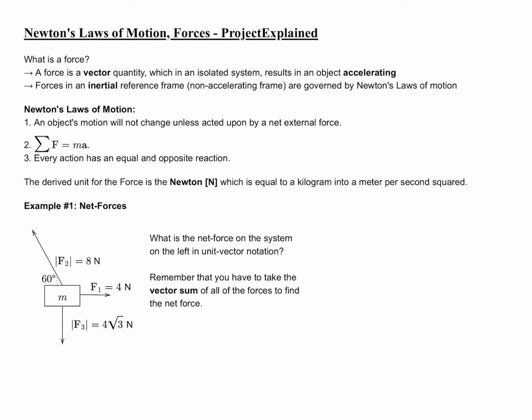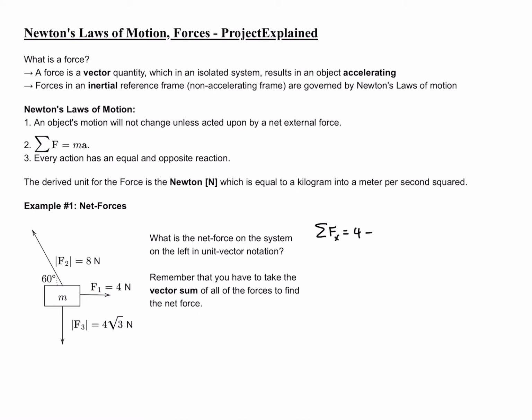So we either have to convert everything into unit vector notation and then sum them, or we need to look at the x and y components of each of the forces separately, sum them, and then we can get our final answer, which is what I am going to do. So the sum of the forces in the x direction. Let's look first. We have this 4 Newton force, which only has a horizontal component, so that's easy.